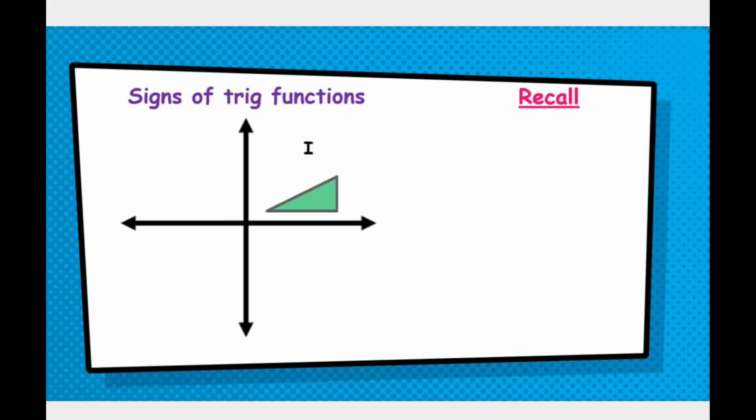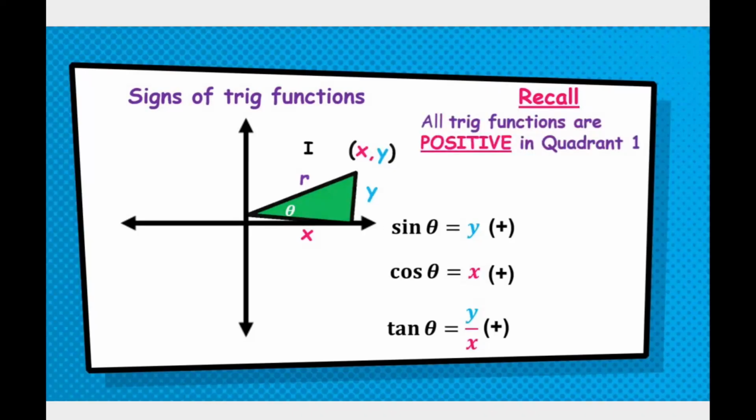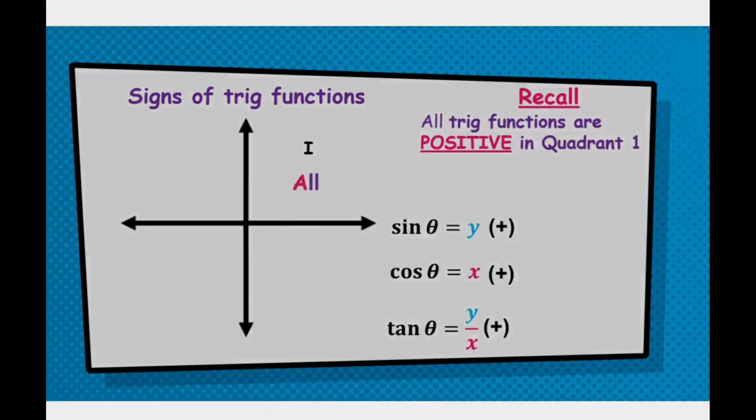So in quadrant 1, recall that x and y are both positive. So sine of theta equals y, that's positive. Cosine of theta is equal to x, that's positive. Tangent, if both y and x are positive, then y divided by x is positive. So everything is positive. All trig functions are positive in quadrant 1. So I'm going to say this is all.